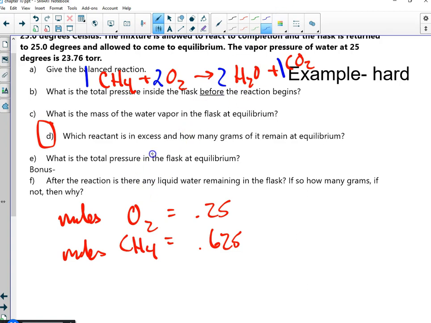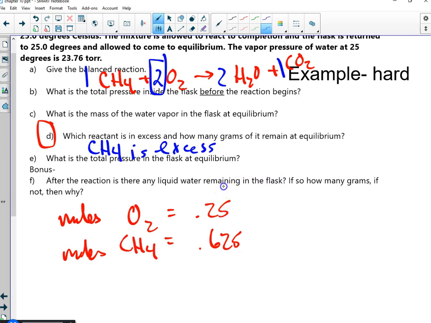Now, looking at the coefficients, oxygen needs to be 2 times bigger than this number. Is it? No, not even remotely, right? So what's your limiting reactant? Oxygen is your limiting reactant. So excess, I did that weird yesterday too. Excess is CH4. Now, this is tomorrow. It's a different equation. So don't just memorize right now that CH4 is excess, because tomorrow it won't be.